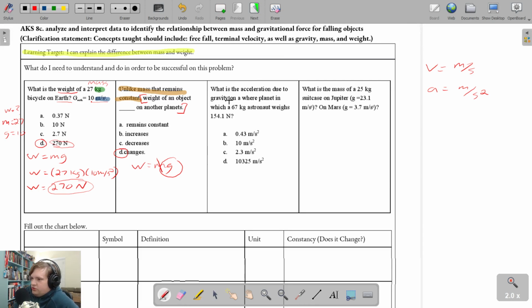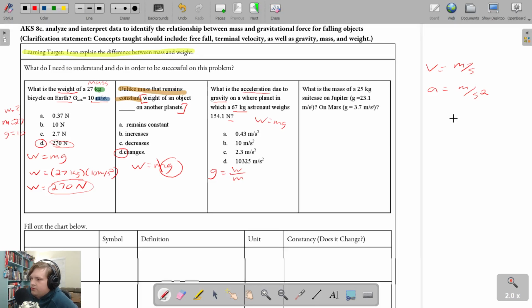What is the acceleration due to gravity? Acceleration due to gravity. That's our g. On a planet where, okay, the words are a little jumbled, but we care about the number. 67 kilograms. We know that's our mass because of kilograms. Astronaut weighs 154.1 newtons. Okay, we know about our newtons. So we have weight is equal to mass times gravity. It's saying what is the acceleration due to gravity, so we're solving for g. So we just isolate g. g is equal to W over m.